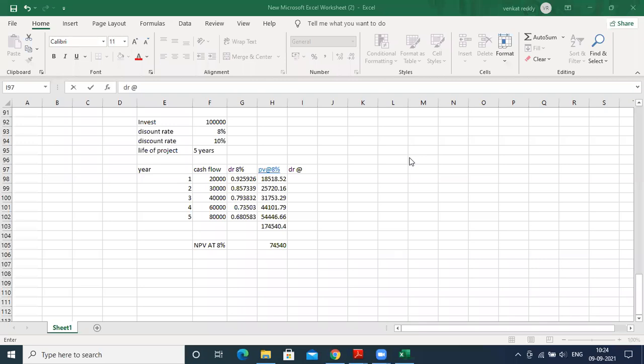Yeah, we should calculate NPV for 10% also, because you need to consider the discount factors of 8% and 10%. Then we should calculate it.